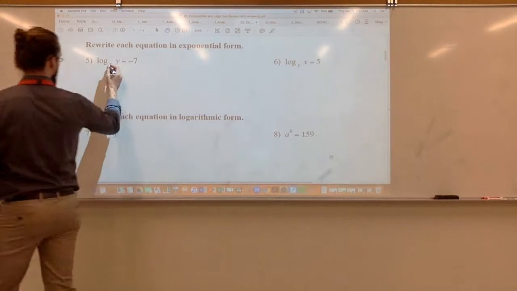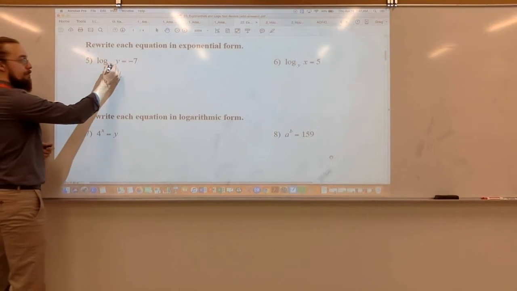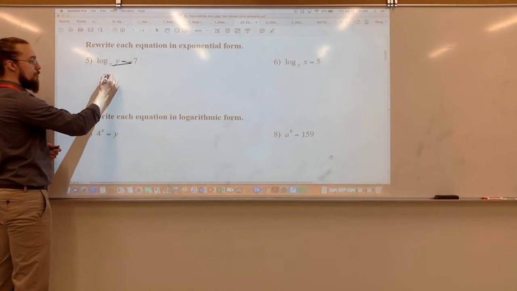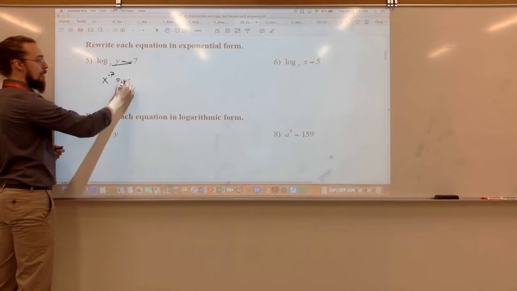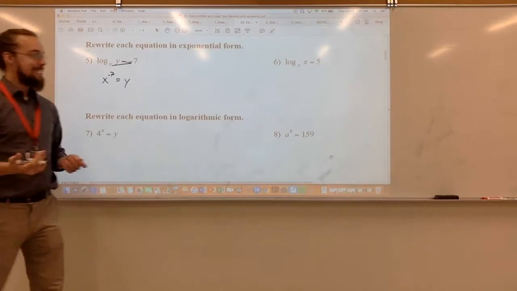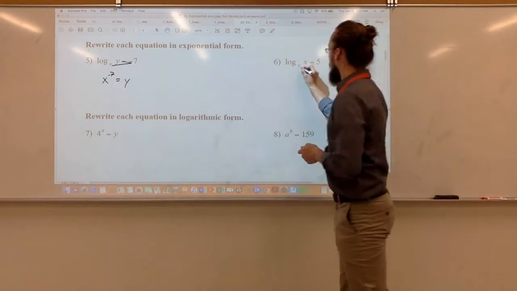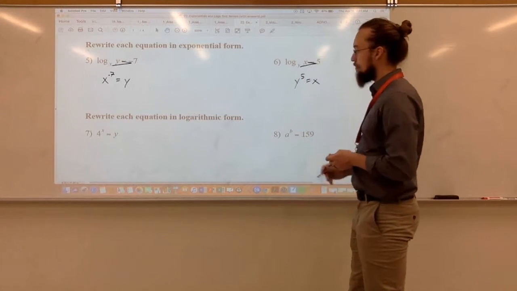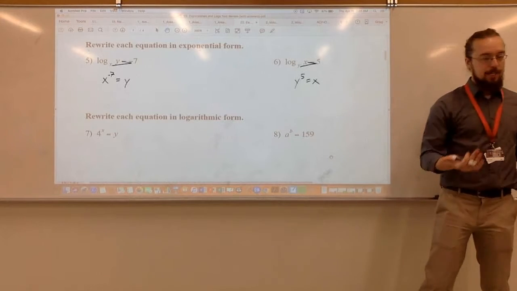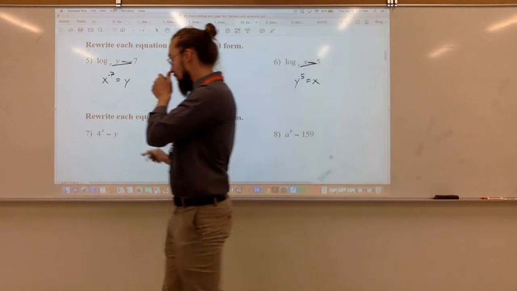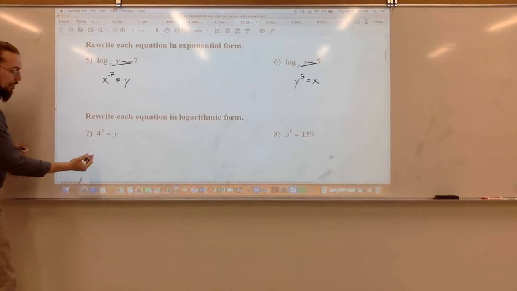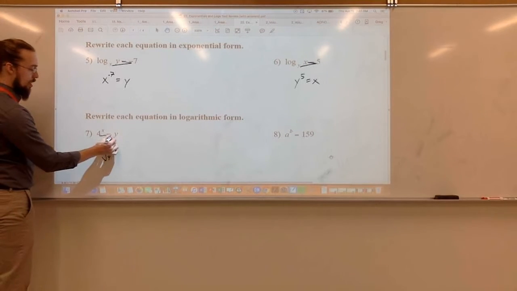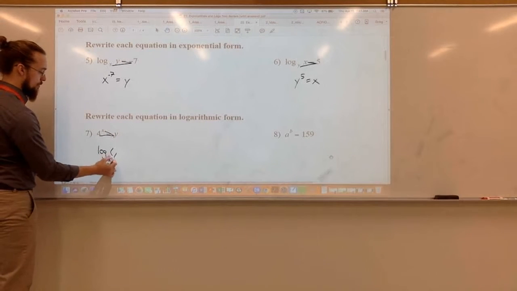For 5, the base of the log becomes the base of the exponential, and this is the exponent, equal to this. So we would say x to the negative 7th power equals y. Same idea on 6. Y to the 5th power equals x. Then, if I have an exponential and I want to rewrite it as a log, the base of the exponential becomes the base of the log. So this would be log base 4 of y equals x.